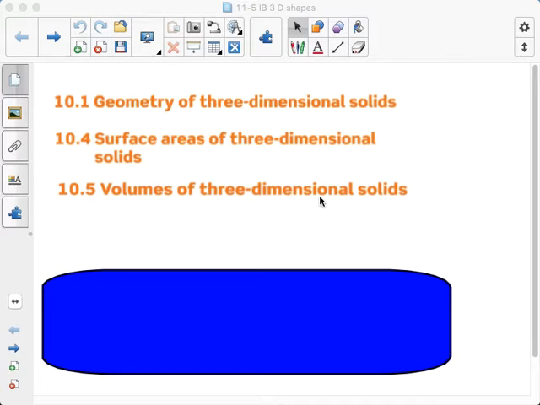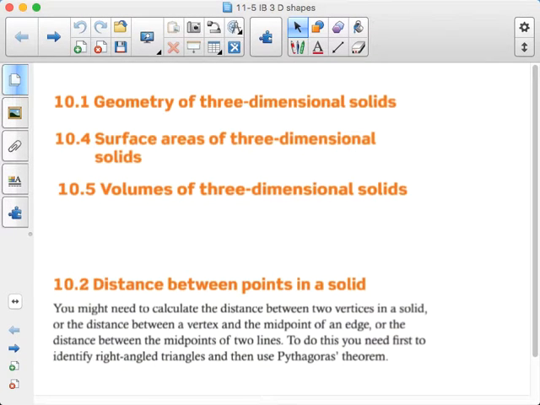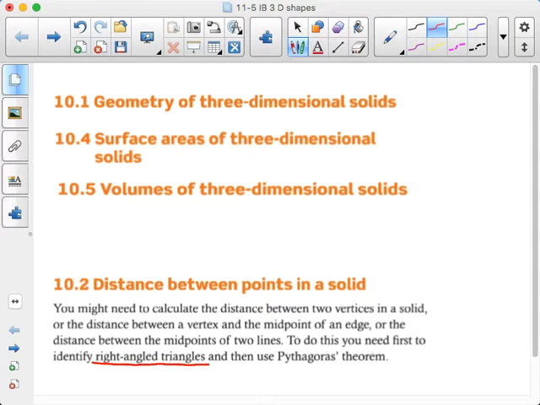But I am actually not going to be focusing too much at any time on 10.2, because 10.2 is the distance between points in a solid. We've actually been doing questions like this already, and this is where you might need to calculate the distance between two vertices in a solid, or the distance between a vertex and a midpoint, or whatever. Basically, in order to do this, you need to be able to identify right angle triangles and use the Pythagorean theorem. And we've already been doing a lot of that, so I'm not going to be actually teaching, so to say, that chapter. We've really covered it already.